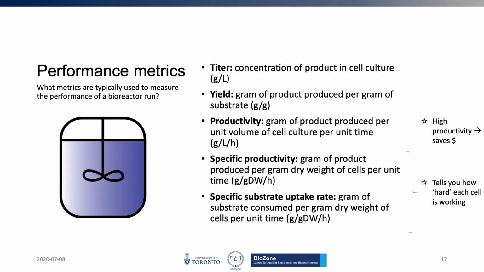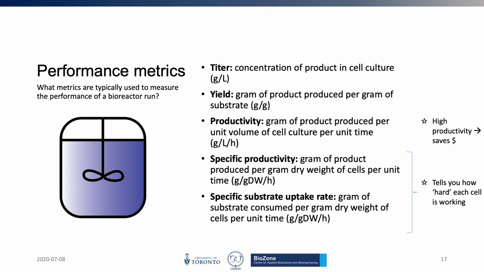So, what metrics are typically used to measure the performance of a bioreactor run? I just wanted to take you through all these different metrics so you can use them to measure both the performance of your manufacturing project and also feed into bioprocess economics. So titer is the concentration of product in cell culture in terms of grams per liter.